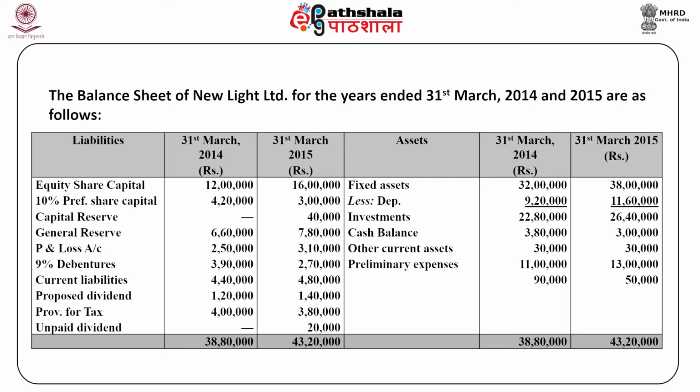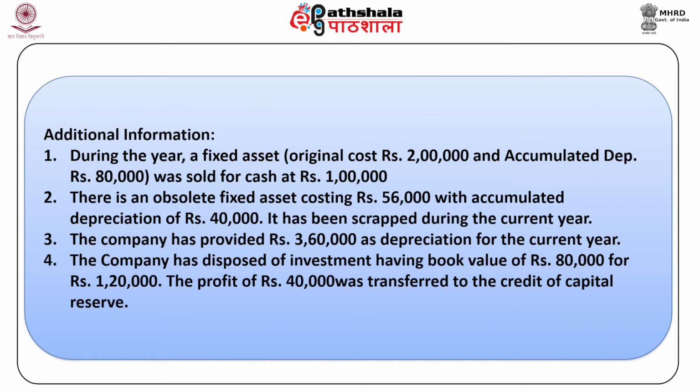Investments are 3 lakh 80,000 and 3 lakhs, cash balance 30,000 and 30,000, other current assets 11 lakhs and 13 lakhs, preliminary expenses 90,000 and 50,000. Total comes to 38 lakh 80,000 and 43 lakh 20,000. Additional information. During the year, a fixed asset of original cost 2 lakhs and accumulated depreciation 80,000 was sold for cash at rupees 1 lakh.